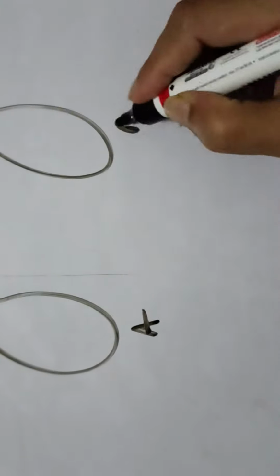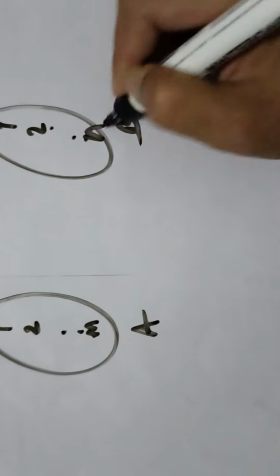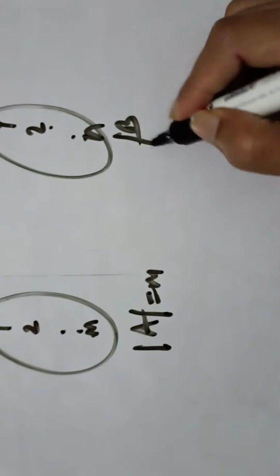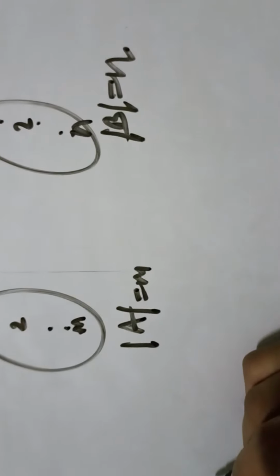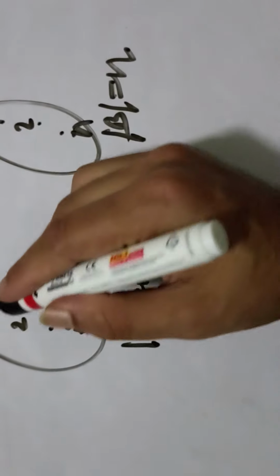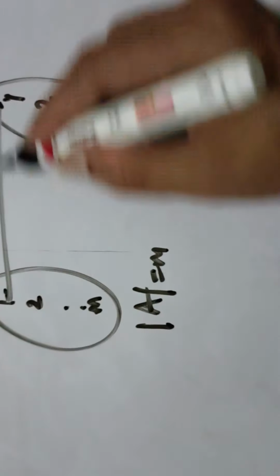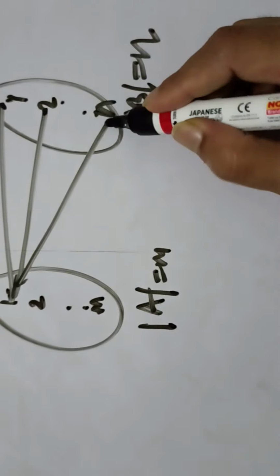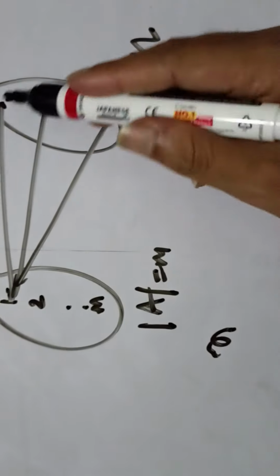I'm giving one more question. Suppose you have set A with m elements and set B with n elements. Then how many functions can be drawn between A and B? See, 1 can map to either 1, 2, or n, so 1 has n choices.